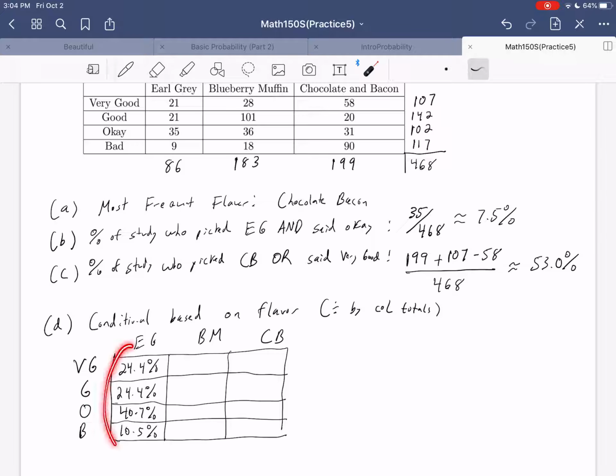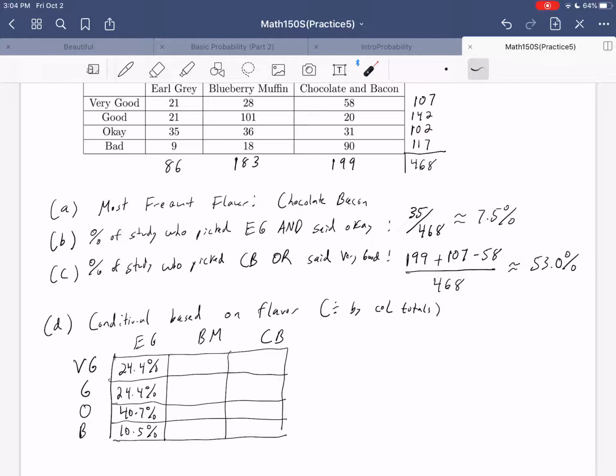So this is basically telling us the sort of review breakdown for this particular flavor. Of the people who had Earl Grey, 24.4% said very good, 24.4% said good, 40.7% said okay, and only 10.5% said it was bad.